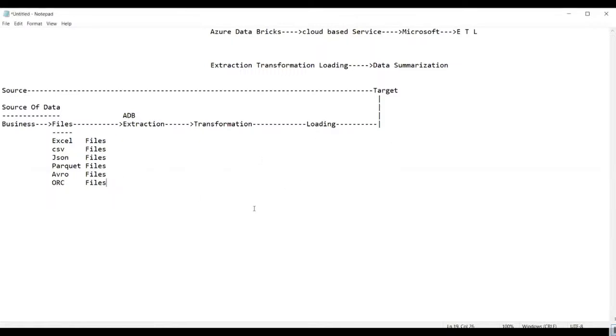Now, apart from getting the data from the files, we can also get the data from the business in the form of databases. And the database can be what again? It can be an Oracle database. It can be a SQL Server database.